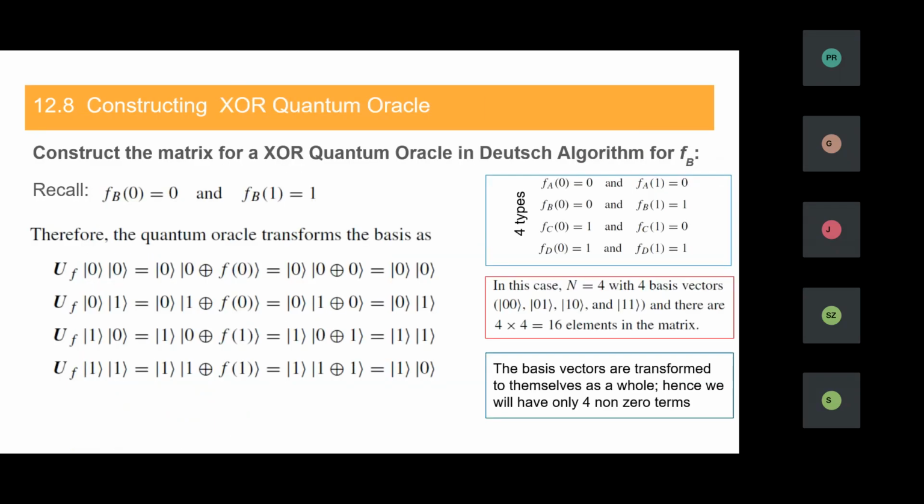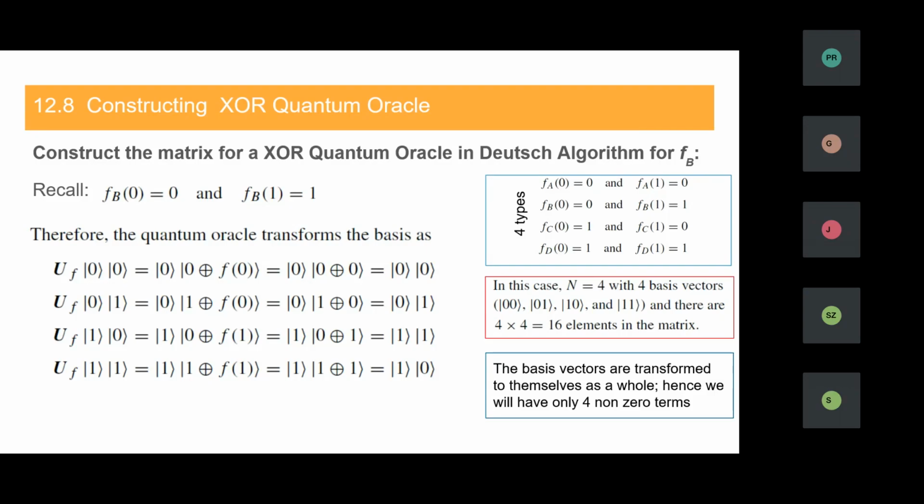So what we will do is, very quickly, I will try to construct the matrix for the XOR oracle for the Deutsch algorithm. Remember, this is what we have seen. And I'm taking a very specific case for FB implementation. Remember, when we spoke earlier, there are 4 different types of implementations, or 4 different types of functions possible if you have 2 inputs and 2 outputs.